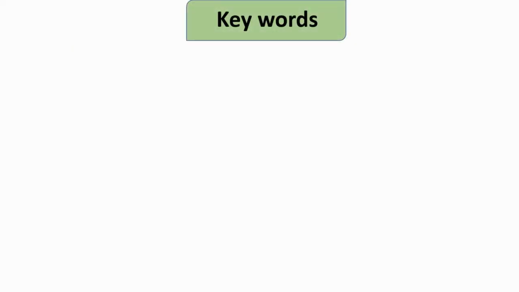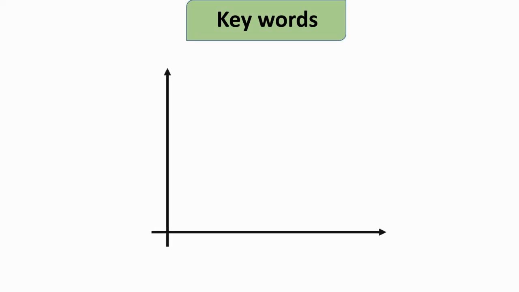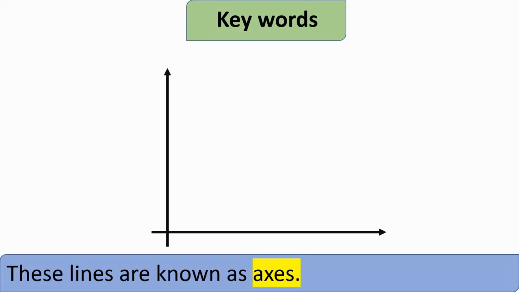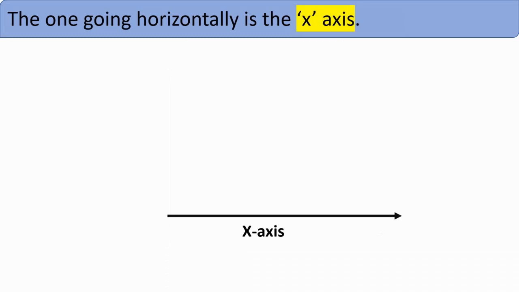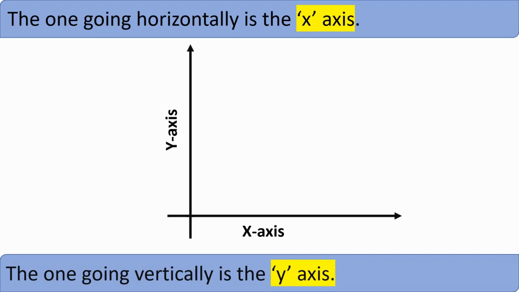Let's look at some keywords first. What are these lines? These lines are known as axes. The one going horizontally is the x-axis, and the one going vertically is the y-axis.